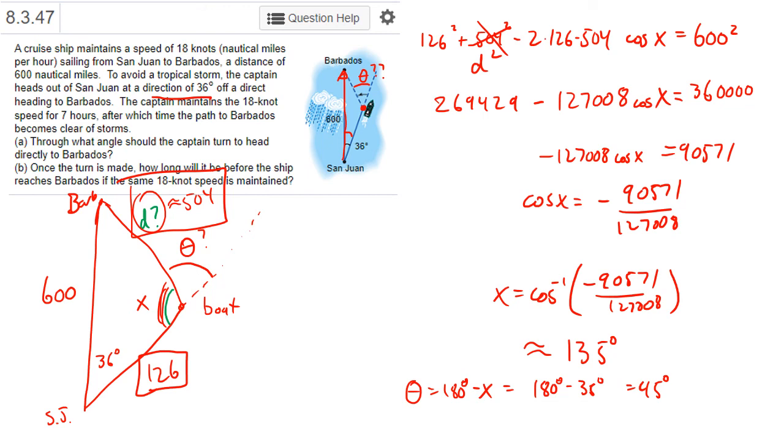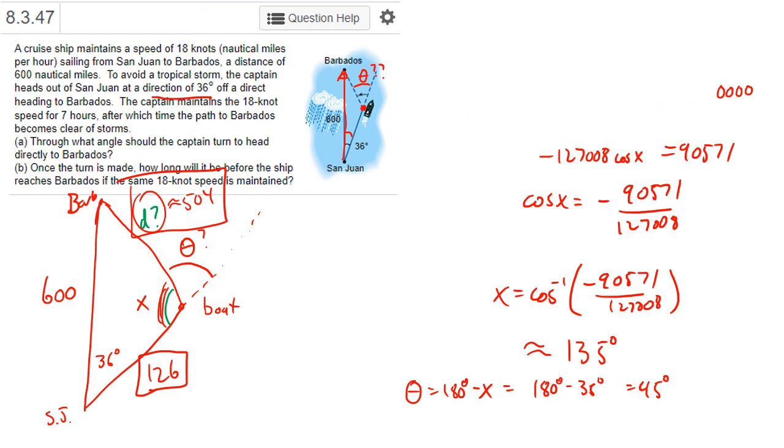Okay, part B. Once the turn is made, how long will it be before the ship reaches Barbados if the same 18 knot speed is maintained? Well, I know how fast I'm going, so all I need to know is how far I need to travel. But we already found that. The distance we need to travel is about 504 nautical miles. We already found that in the previous problem. Even though that distance wasn't immediately relevant to the answer, it is called for now.